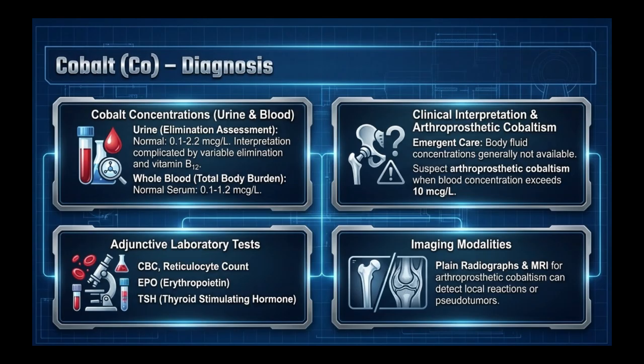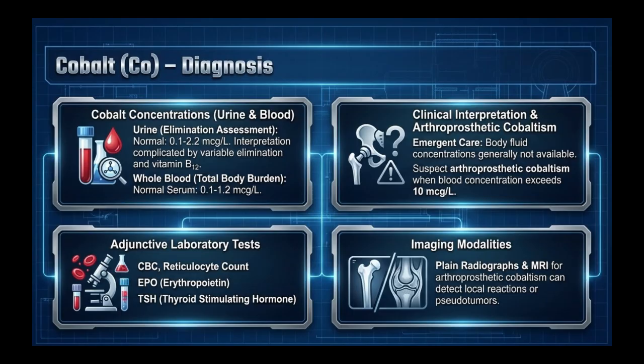Evaluation of cobalt in urine is generally most appropriate for assessing cobalt elimination, since most absorbed cobalt is eliminated through the kidneys. Nonetheless, interpretation can be complicated by variable elimination patterns, which tend to be rapid initially and slow with prolonged exposure, as well as the presence of organic cobalt derived from vitamin B12. Speciation of cobalt, which involves analyzing the ratio of inorganic to organic cobalt, may provide valuable insight for evaluating individuals exposed to cobalt in occupational settings.